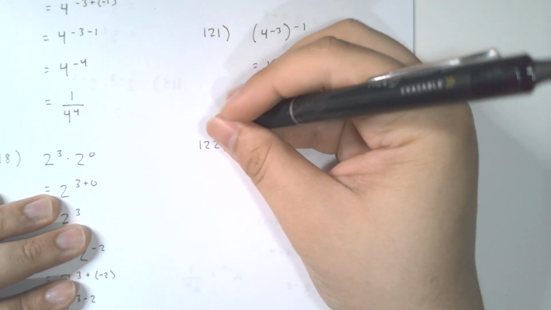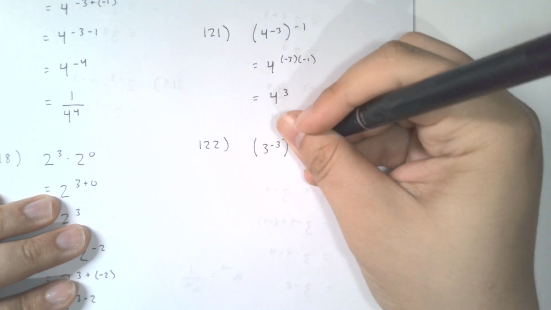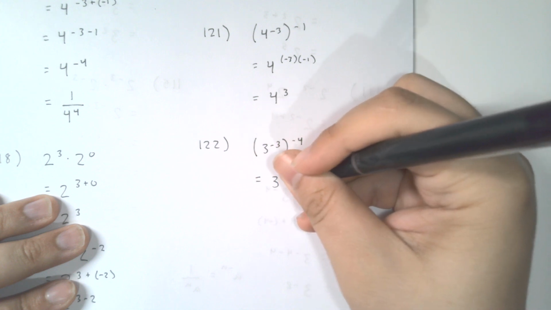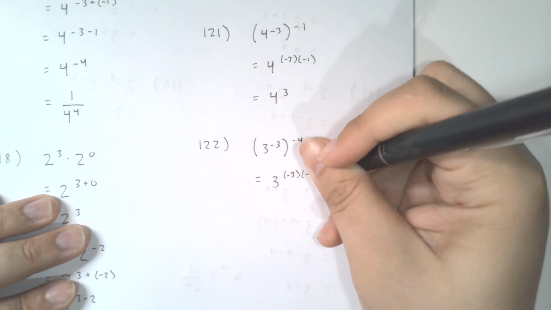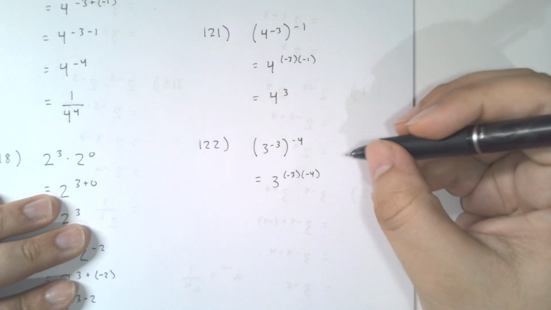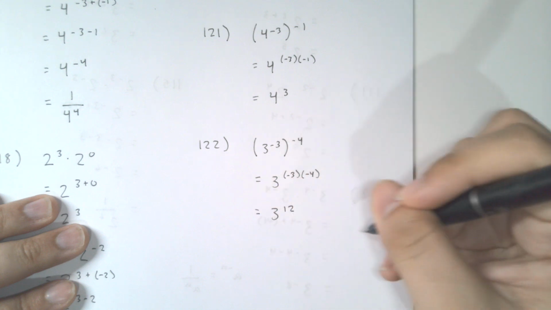For number 122, we have 3 to the negative 3rd to the negative 4th power. This is equal to 3 to the negative 3rd times negative 4th power. Negative 3 times negative 4 is positive 12. So we have 3 to the 12th power.